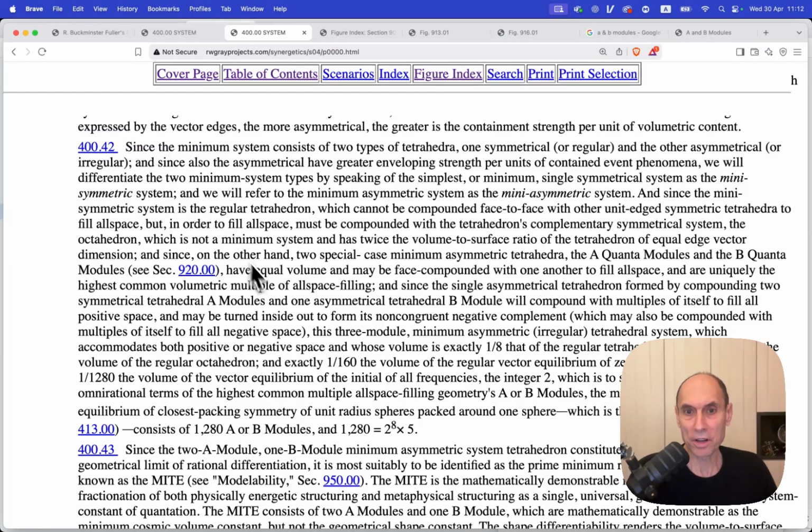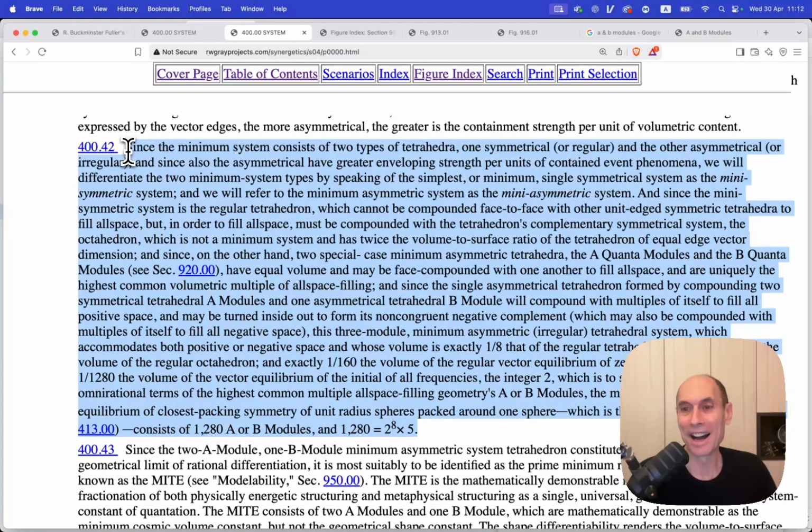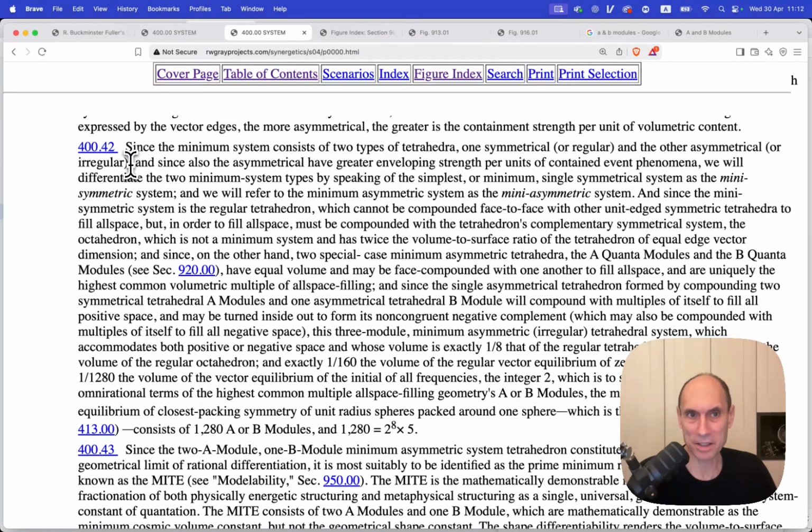Let me just warn you, though, this is 2 sentences, so I'm going to quite emphatically, we're going to break on these semicolons. Since the minimum system consists of 2 types of tetrahedra, one symmetrical or regular and the other asymmetrical or irregular.